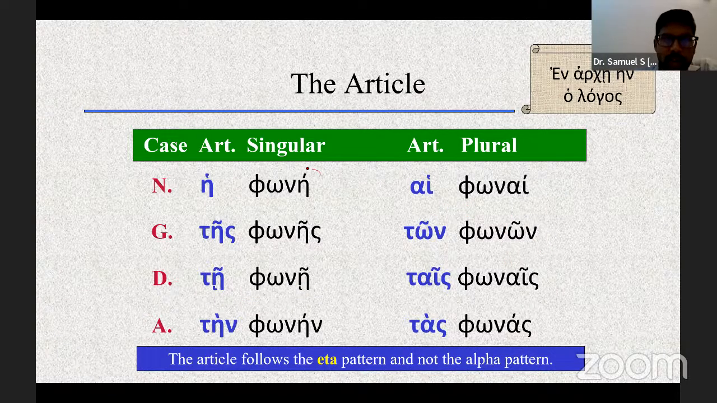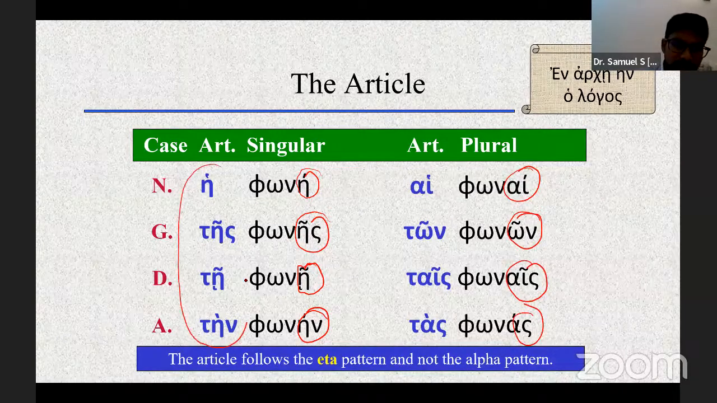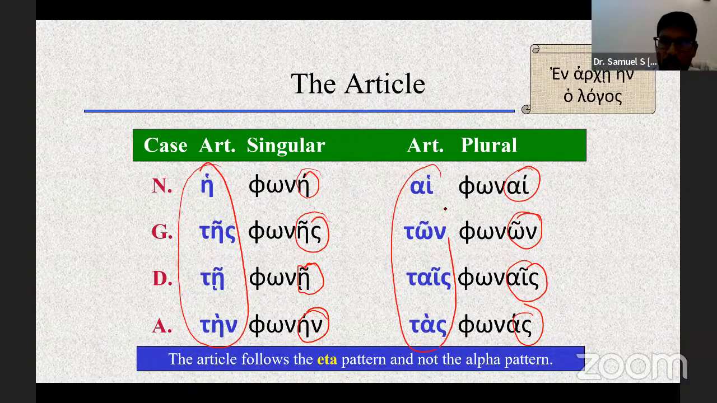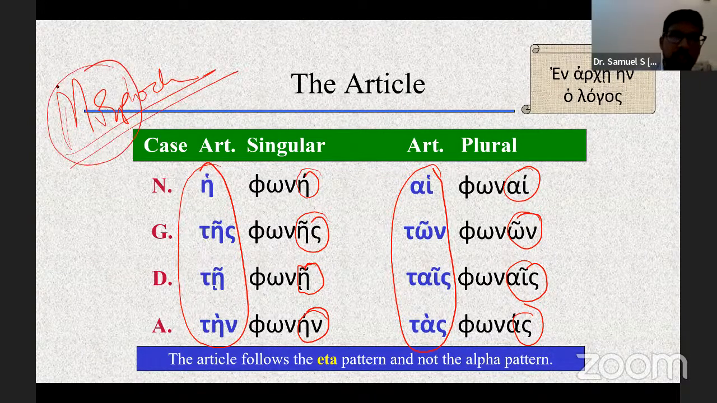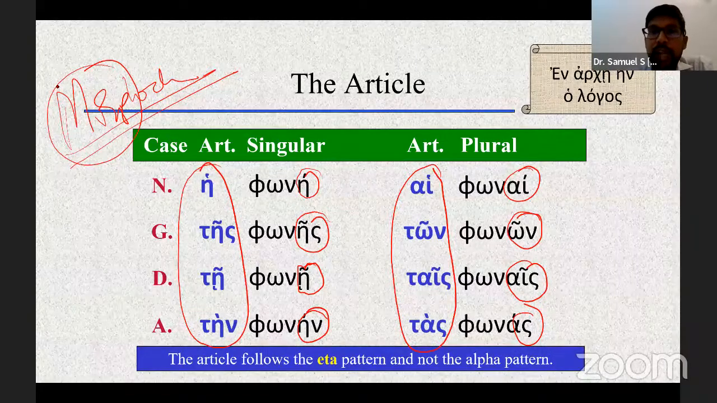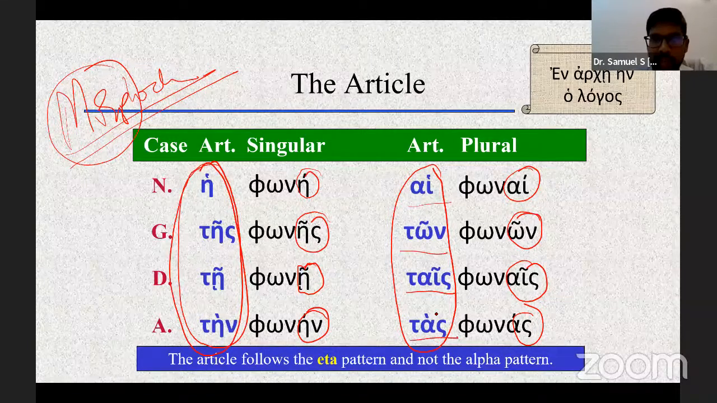So now, in addition to learning the first declension endings for nouns, you should also learn the article, the morphology of the article, or how the article is changing form. What is morphology? The way it's changing its morph, the way it's changing its form. So if I tell you, give me the morphology for the feminine article, you should be able to tell this one: he, tes, te, ten, hai, ton, tais, tas.